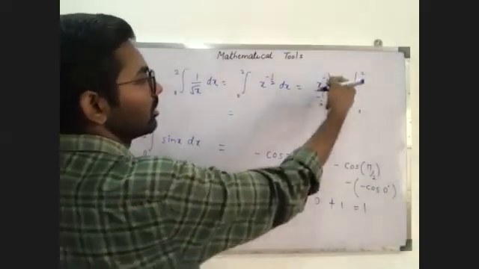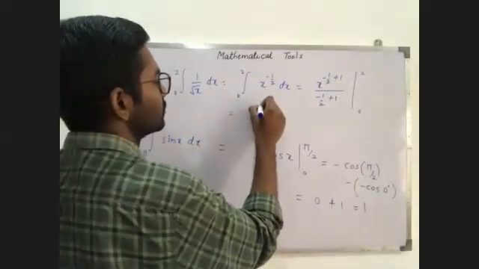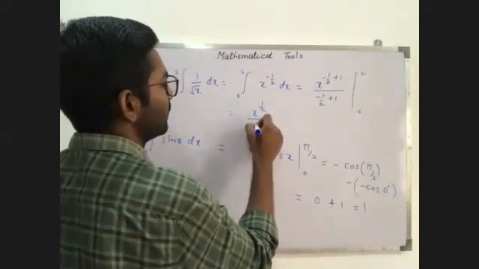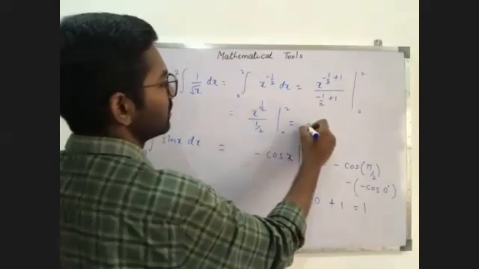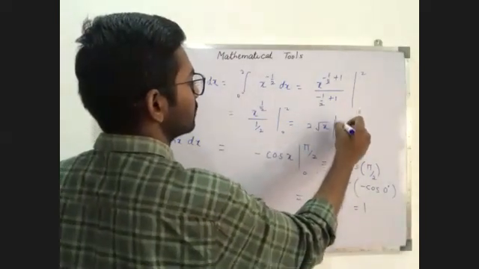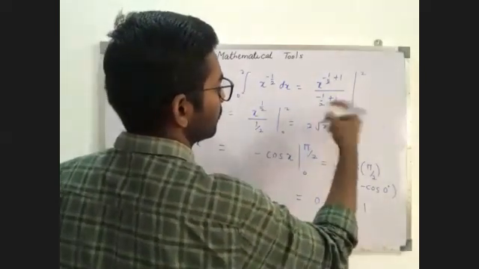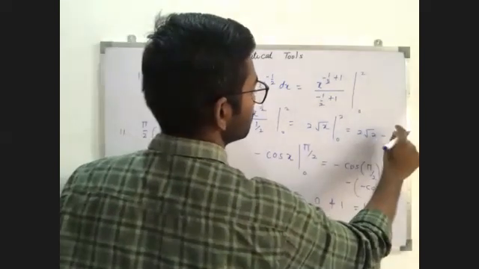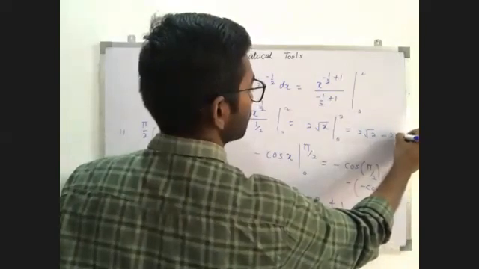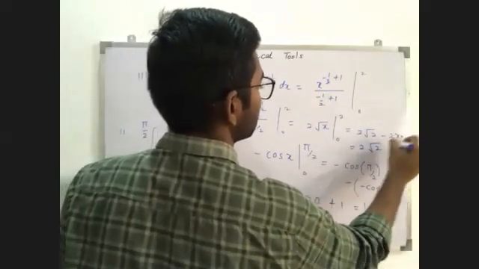This is x to the power minus half plus 1, that is nothing but x to the power half divided by half, from 0 to 2. So this is nothing but 2 root x from 0 to 2. So if I put the upper limit, it is 2 root 2 minus 2 into 0. So the answer is going to be 2 root 2.